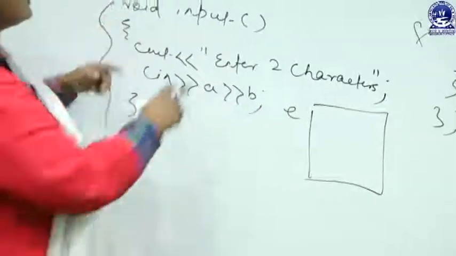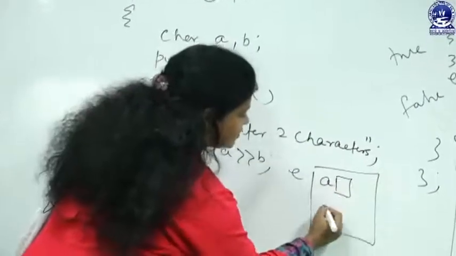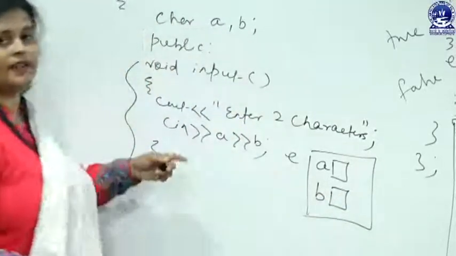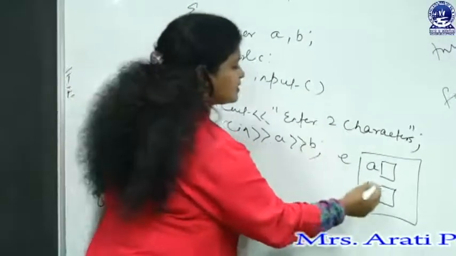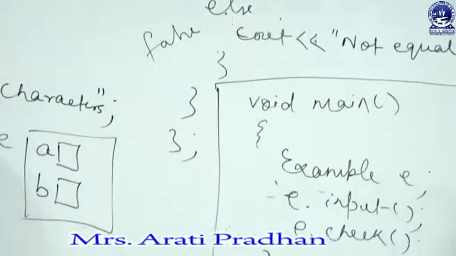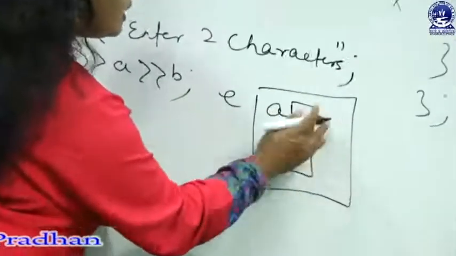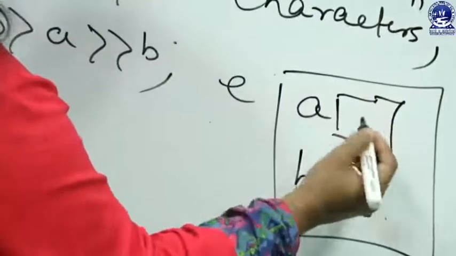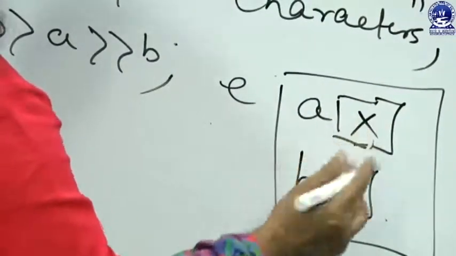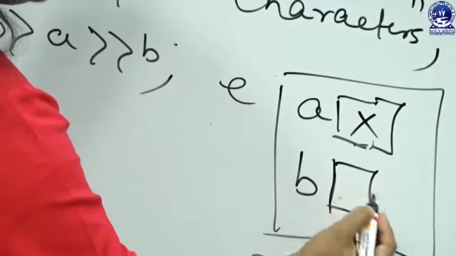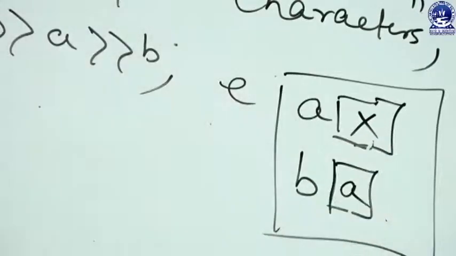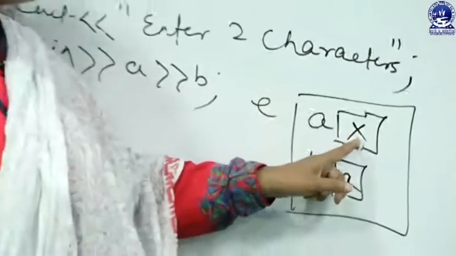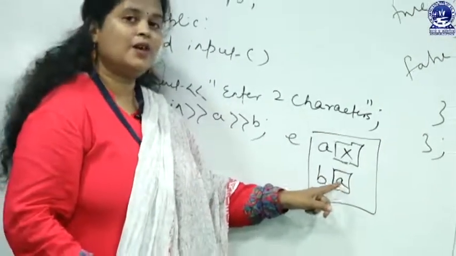Now I am just going to explain the main method. Example E, here E is one object and E consists of character AB, A is a variable of character, B is a variable of character, cout enter 2 characters. When you are calling the input method, the input method will be executed, and when you are inputting 2 characters, let's say here you are entering capital X, and here you are entering small a.